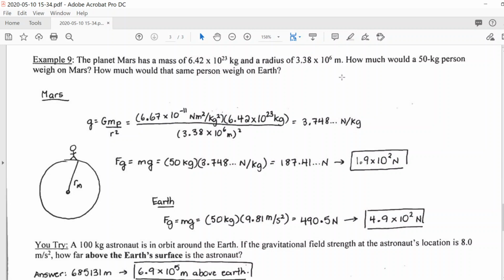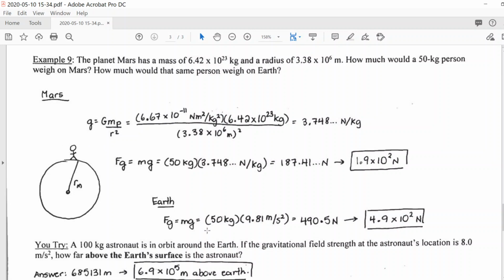But then remember, weight is actually Fg. So I have to do one more step. Fg equals mg. So now I can take the person's mass and multiply by the gravitational field strength. You'll notice their kilograms cancel out, leaving me with a number of newtons, which after rounding, I get 1.9 times 10 to the 2 newtons as the person's weight on Mars.